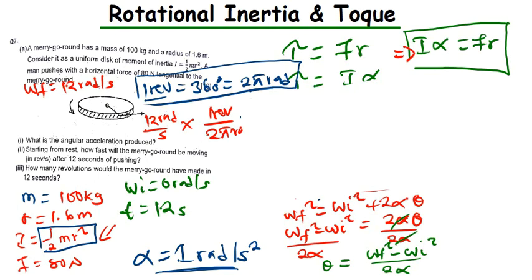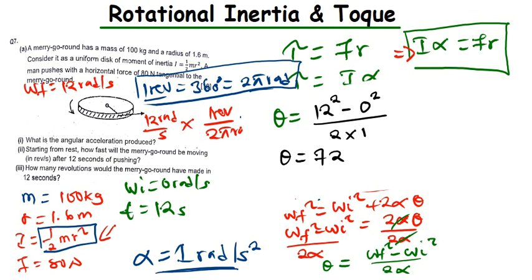So we plug in the values. We are going to have theta to be equal to, I'm going to have the final is now 12. Now I have to square it. Initial is 0. I square it, divided by 2, acceleration is 1. So theta will be equal to 12 squared minus 0 divided by 2 times 1, which is just 2. So it's 72. So this is 72 rad.